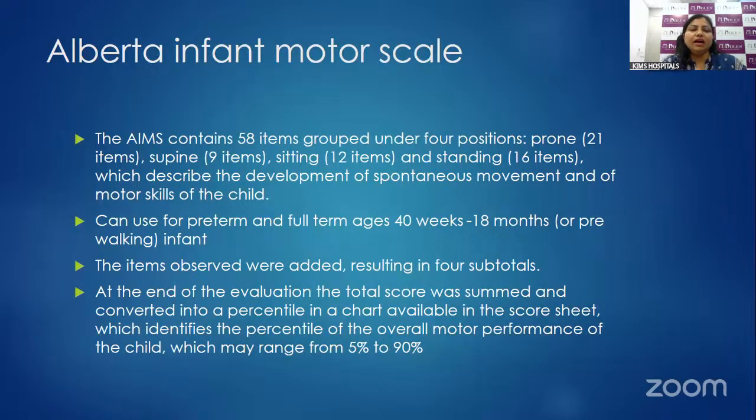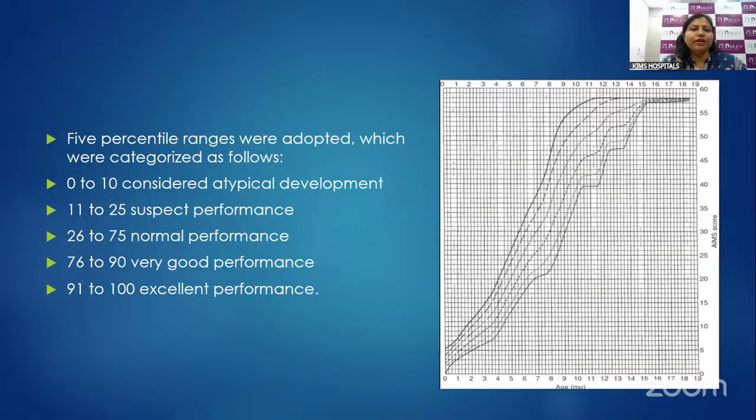Then you have to observe all the aspects after performing, and then you will do the total of it. At the end of the evaluation, the total score is summed and converted into a percentile in a chart available in the score sheet, which identifies the percentile of the overall motor performance of the child, which may range from 5% to 90%. So let's break it up. How it ranges and what you can tell about the percentage.